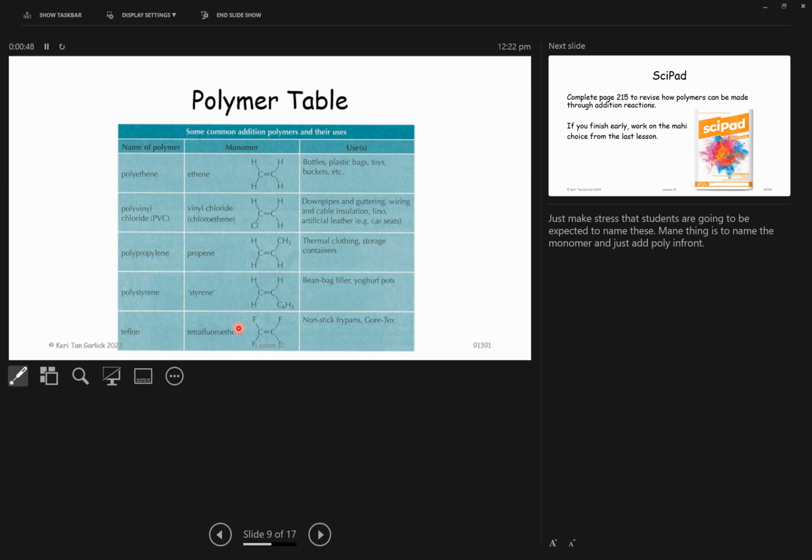Be mindful that with some of these, the names here, like Teflon, are the common name for it. It's not the actual scientific name for it.